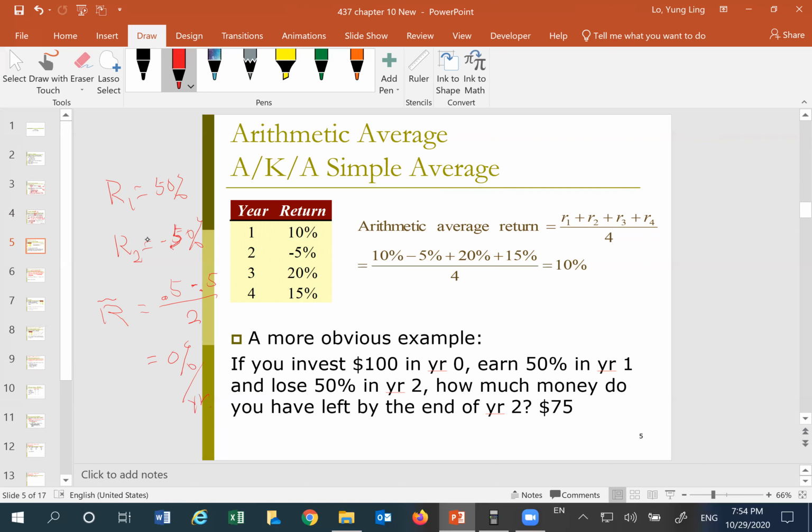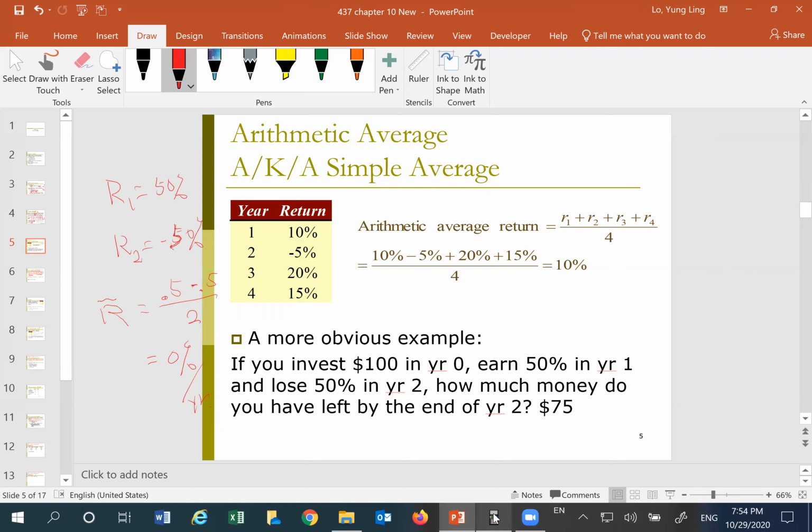So that is very misleading because in reality, we know that we have lost a total of 25% of our money. We start with $100 in year 0 and end up with $75 by the end of year 2. But the arithmetic average says your return is 0% per year. If I multiply the 0% per year by 2 years, it tells me that I have not earned nor lost anything in 2 years. Well, that is absolutely wrong based on this very obvious example.